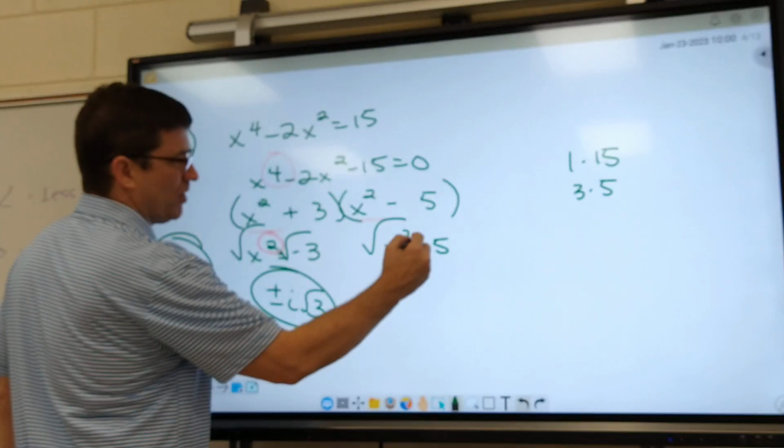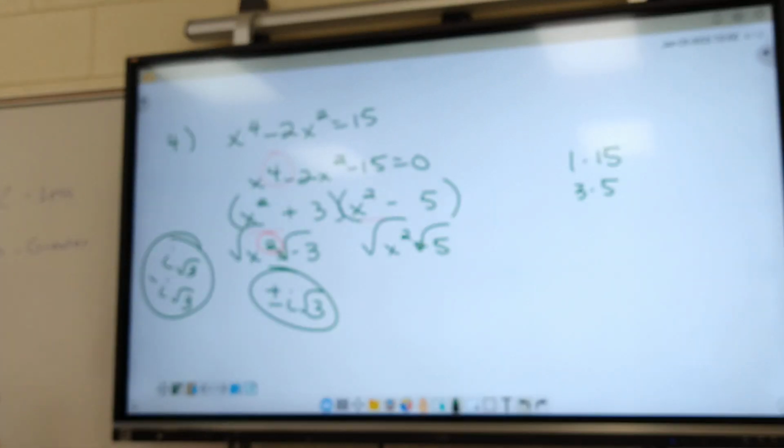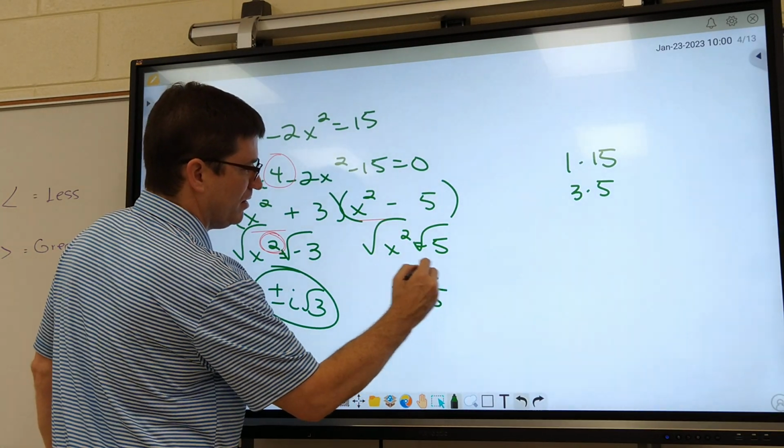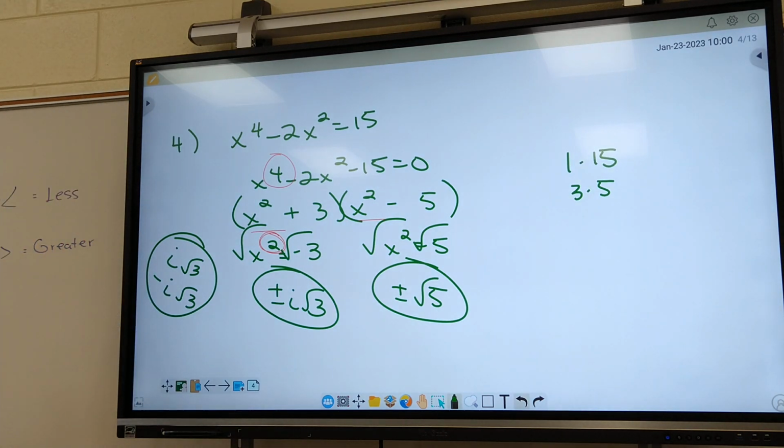Other side, I take the square root. Matthew, can I simplify square root of 5? Nope, so we just leave it plus or minus root 5. All right, and that one's missed a good bit on the test every year. Maybe we need to do more of those. I only got one of those on this sheet.